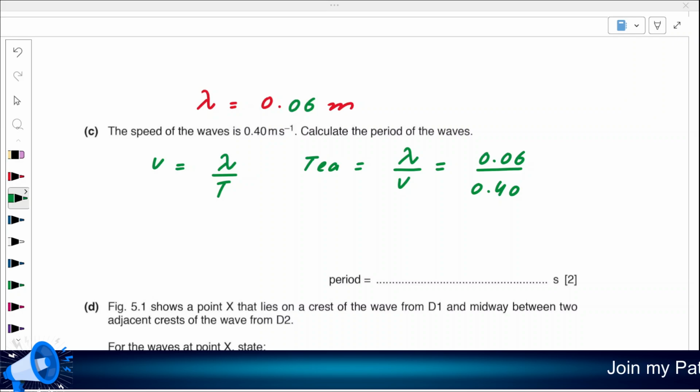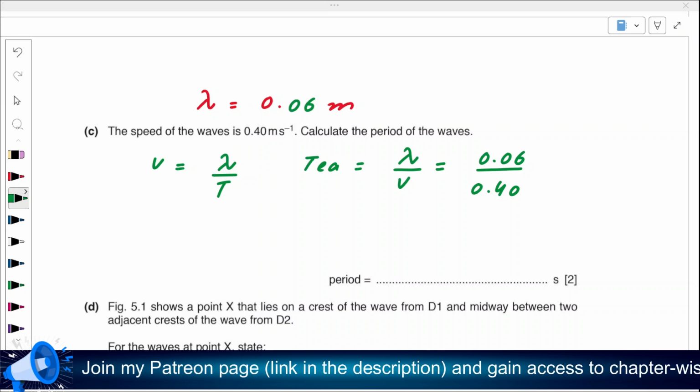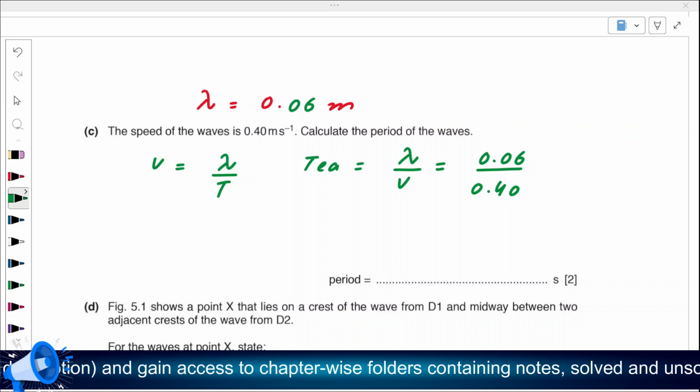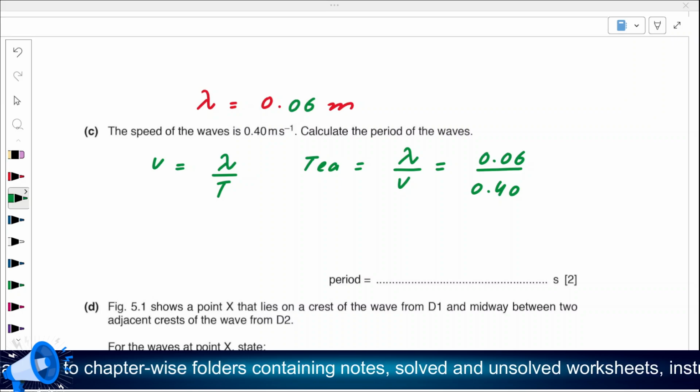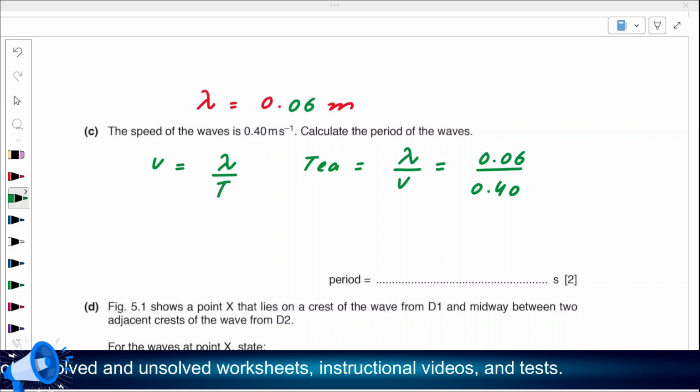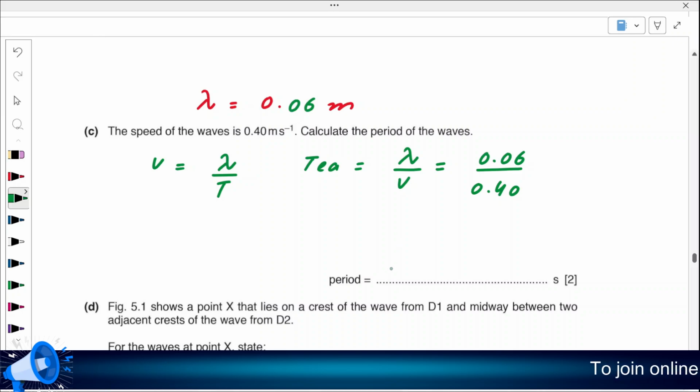Abdul Rafi sir, isn't a black screen used below the tank to see the interference? That can also be used. Yes, that is one of the suggested answers. So what we get is 0.15. So 0.15 seconds.